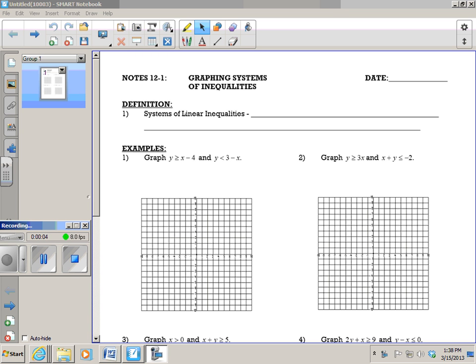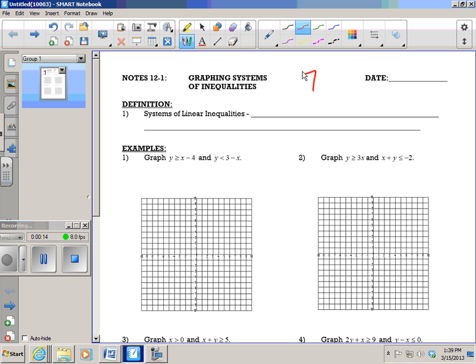12-1, graphing system of inequalities. I believe this is page 73. And the date that we're using is 3/21/2013.